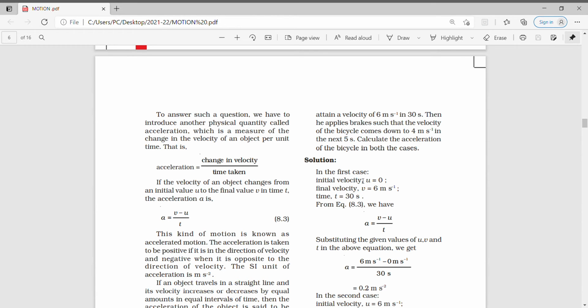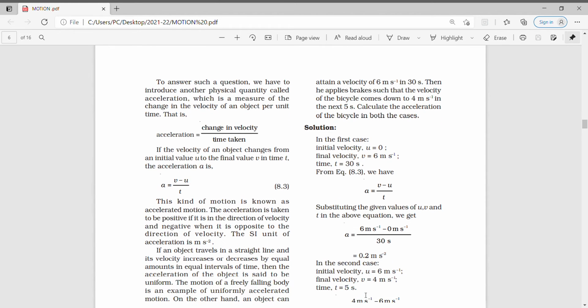So in first case, initial velocity is 0, final velocity is 6 meter per second and time is 30 seconds. So whenever we start numericals, the first and the most important thing is that we have to see that all the units should be SI units. So time is in seconds and velocity is in meter per second. So SI units are there. So we can start now. Acceleration is v minus u upon t, and put values and solve. We get acceleration equal to 0.2 meter per second square.